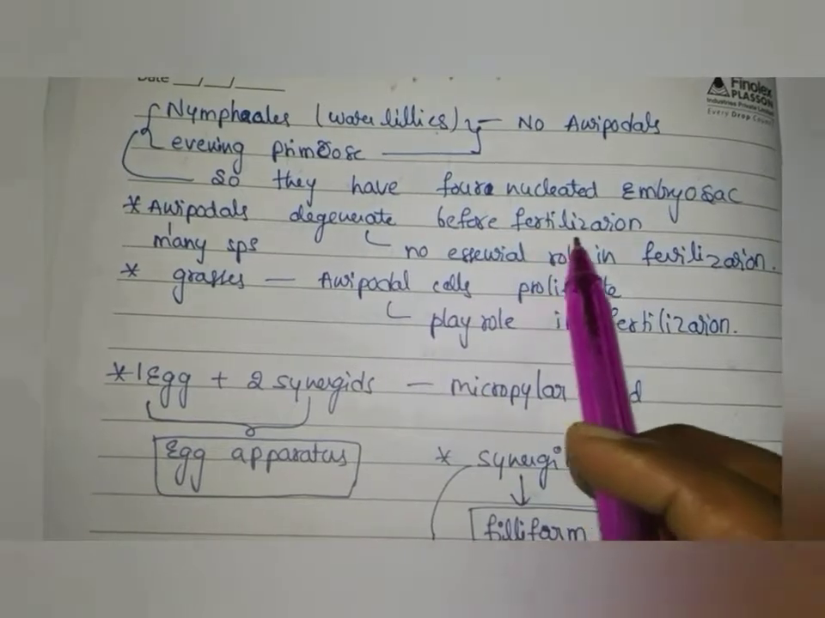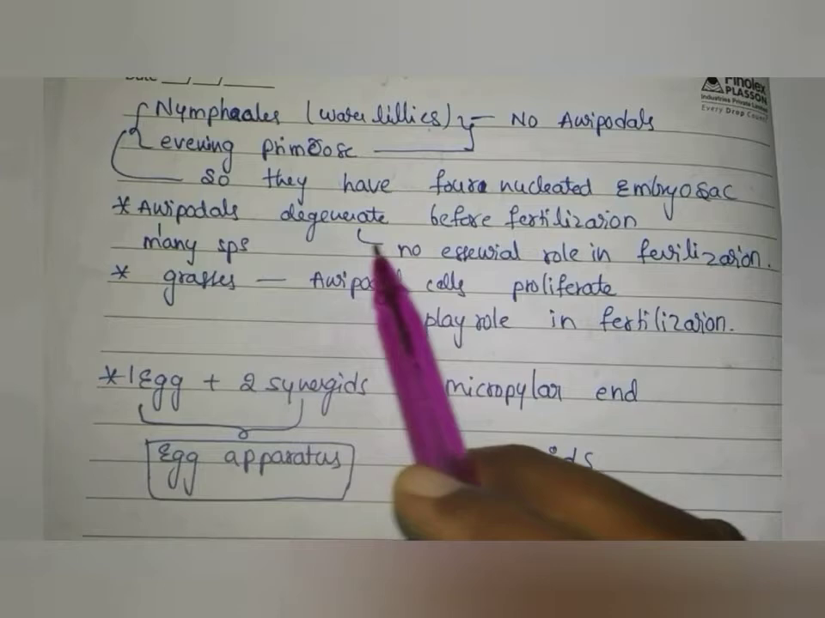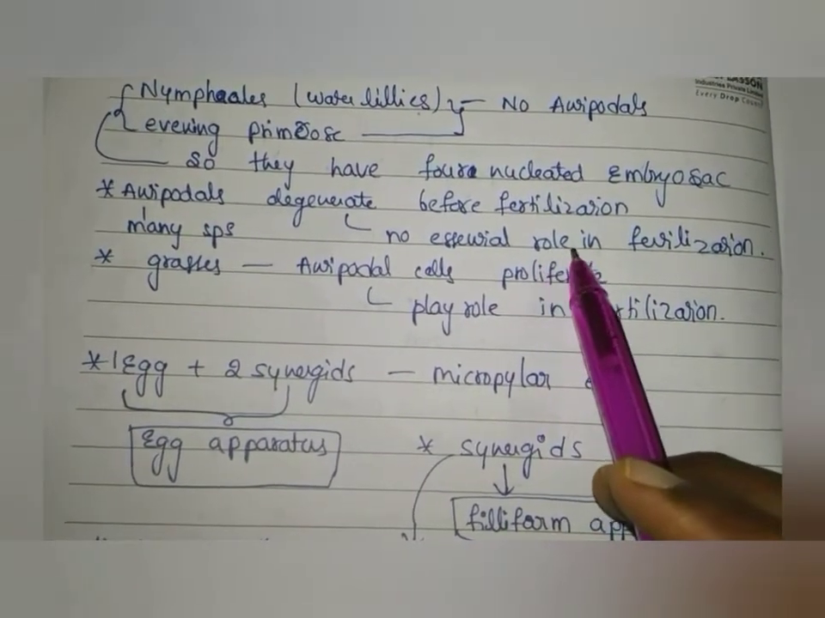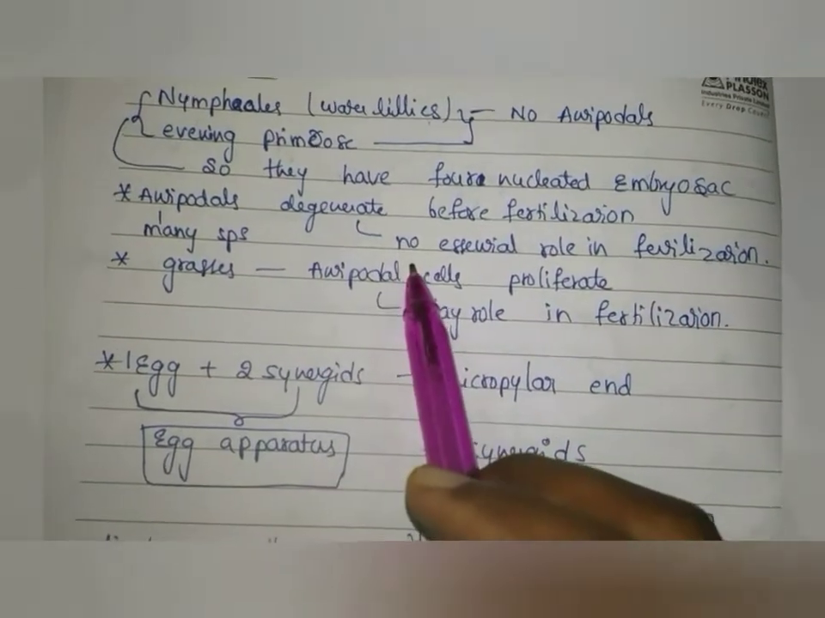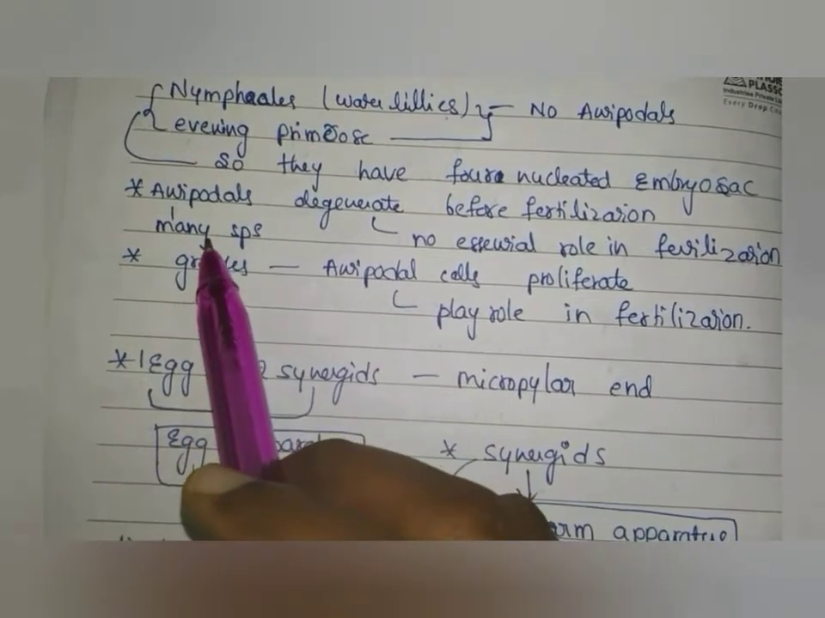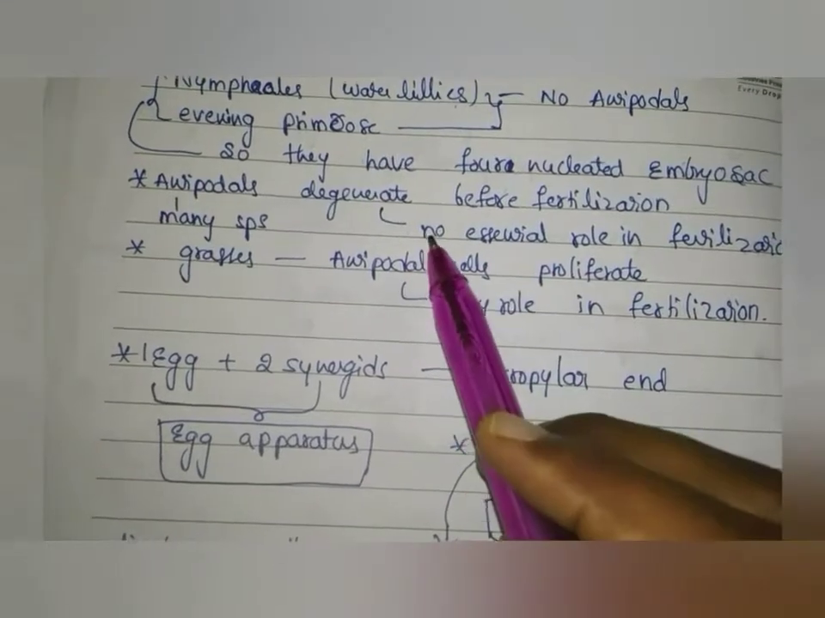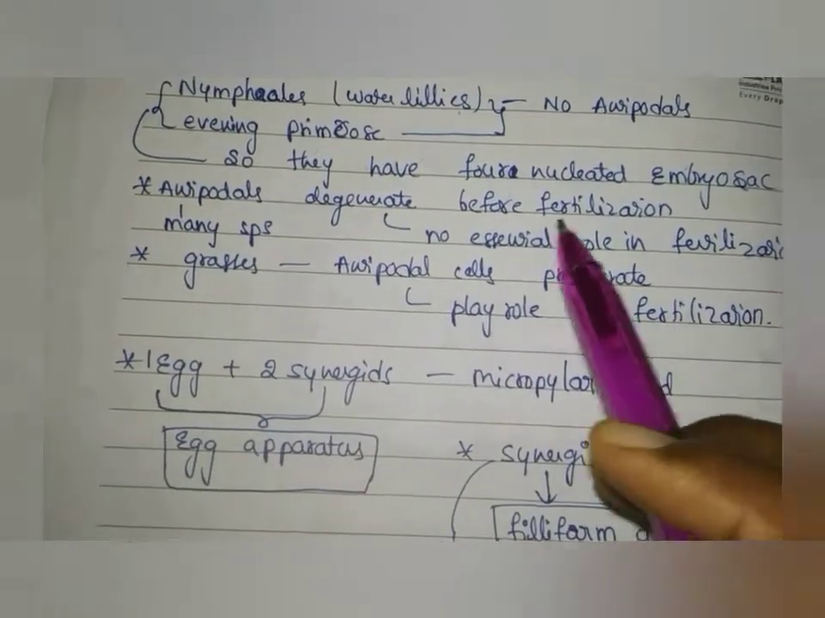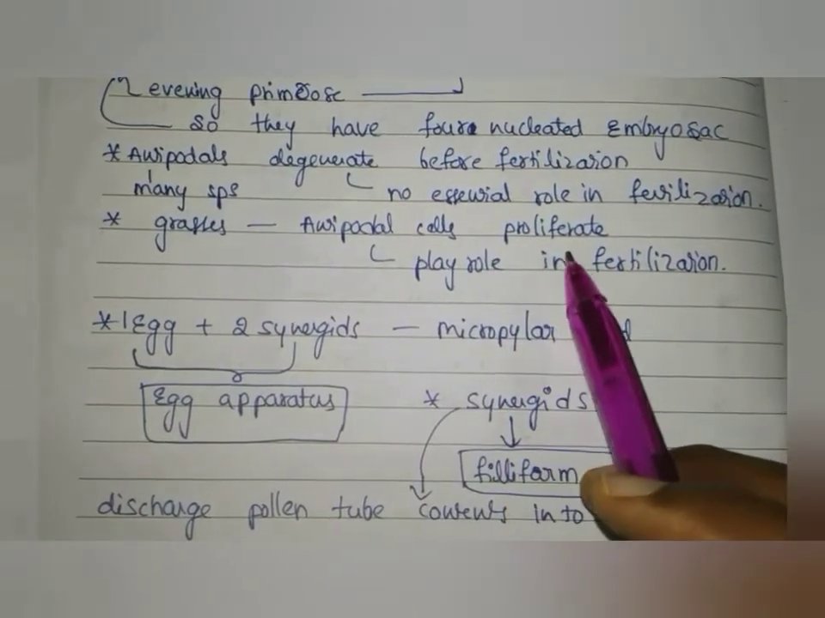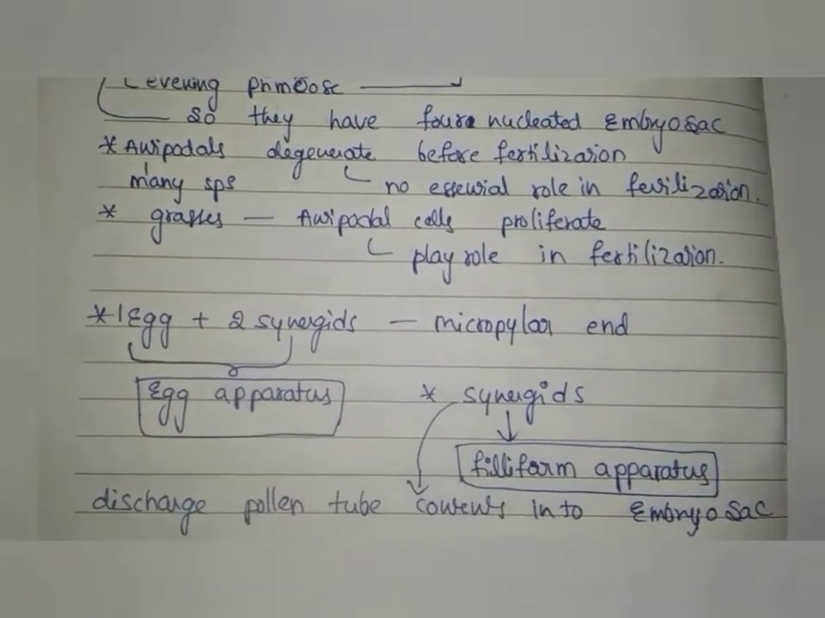Antipodals degenerate before fertilization. This indicates that antipodals are not an essential part of the embryo sac in fertilization, that is, they play no essential role in fertilization. Many species contain antipodals which degenerate before the start of fertilization. In grasses, antipodal cells proliferate and play an essential role in fertilization.